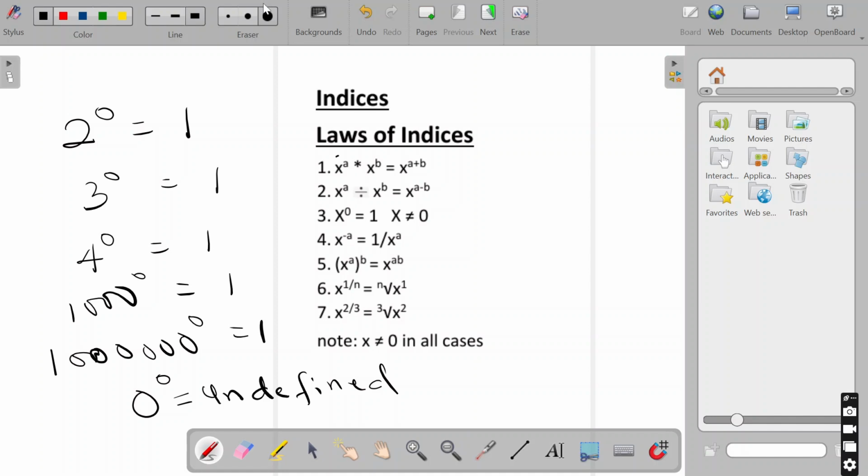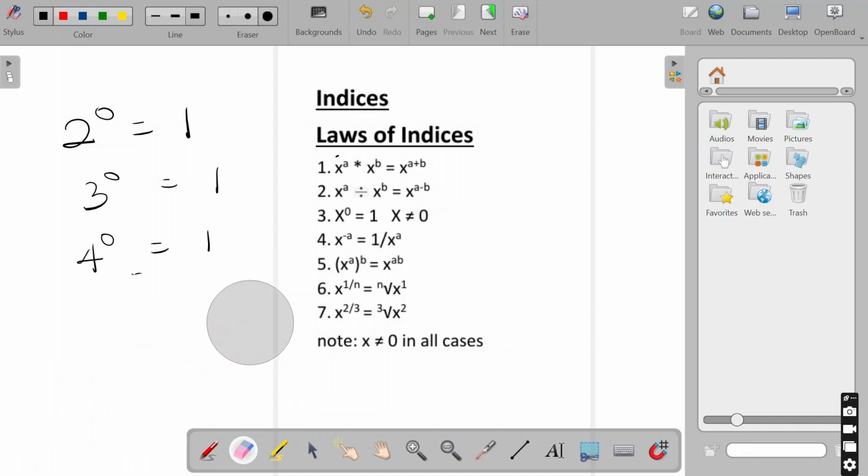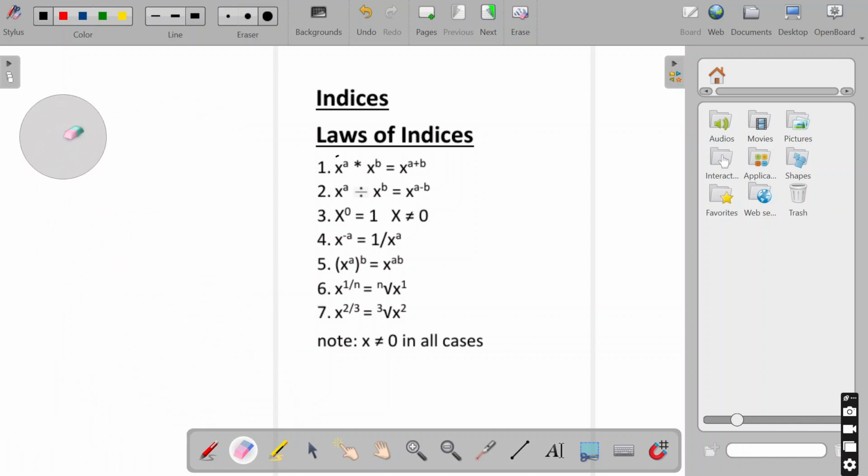So that takes us to the next law of indices. We'll be solving some examples. I've prepared some examples for us so that we'll understand better. So the next law says that x raised to the power minus a is 1 over x raised to the power a. What that means in essence, I'll give you 2 examples.